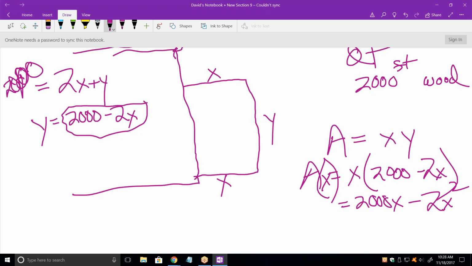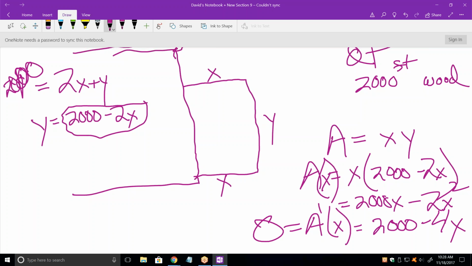I'll take the derivative of that. What is it? 2,000 minus 4x. And now set that equal to 0. If you set that equal to 0, do you understand why we set it equal to 0?